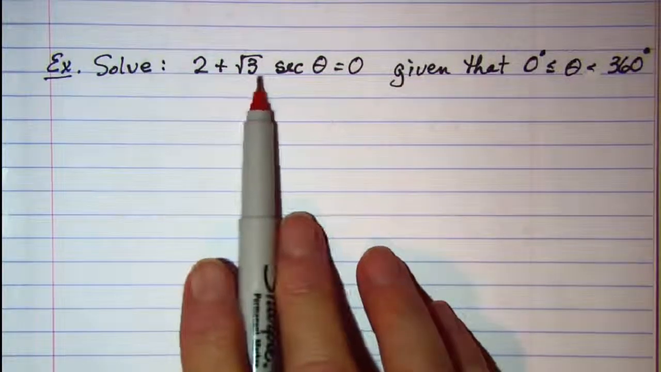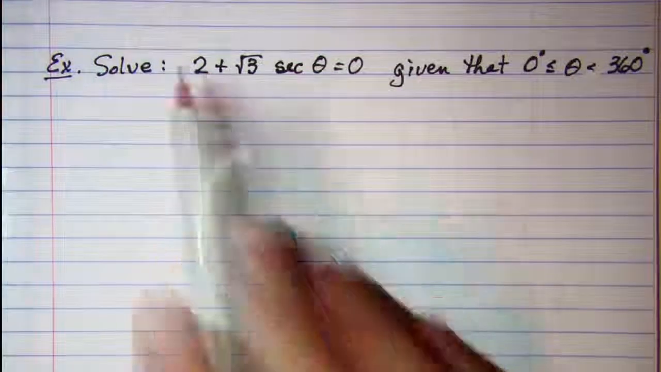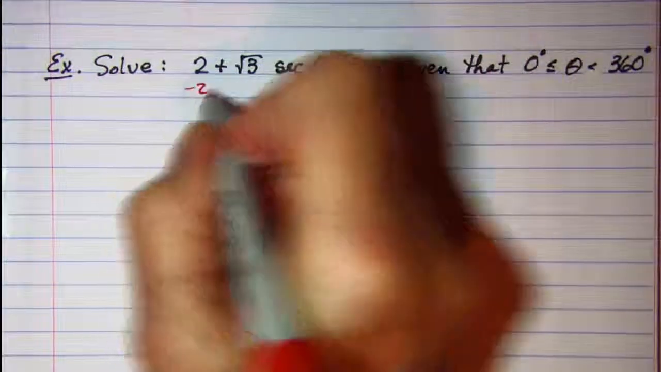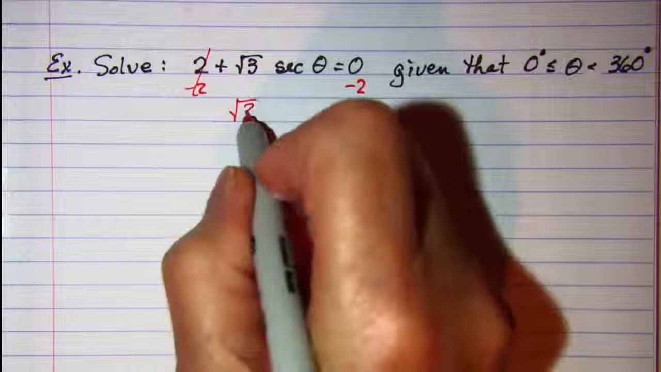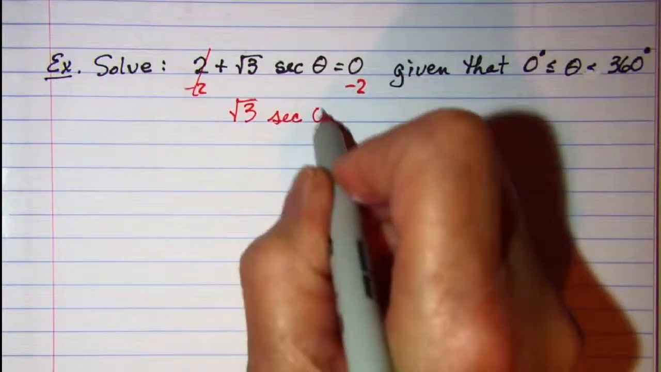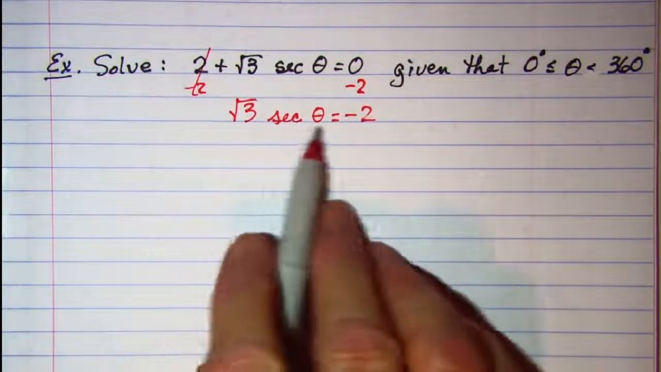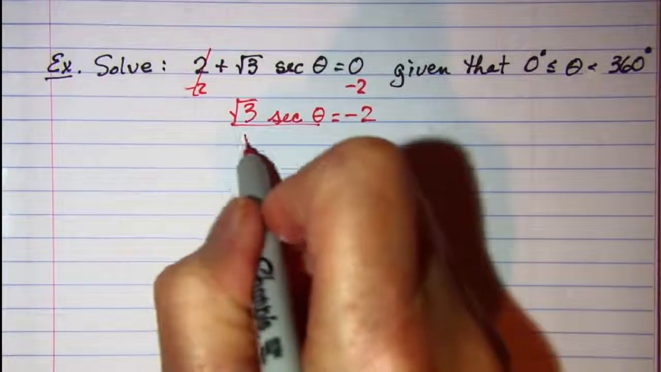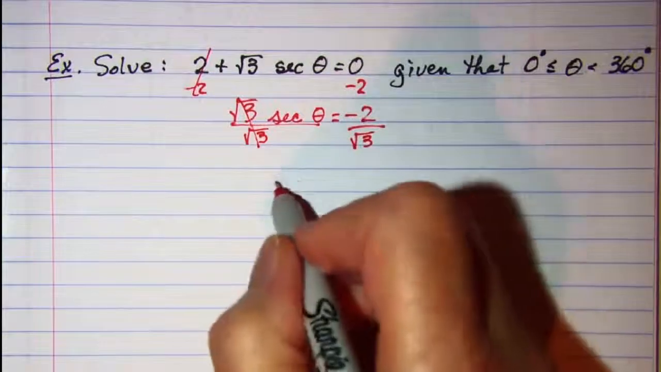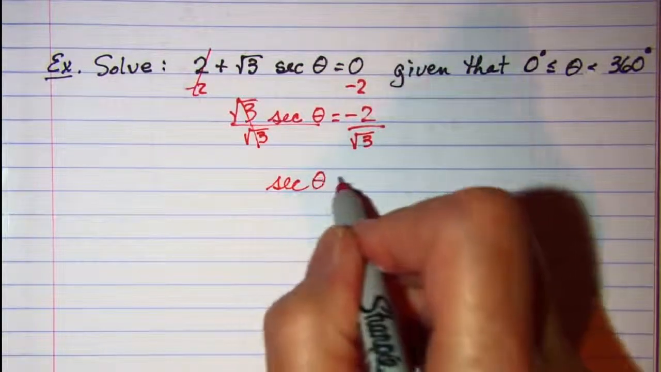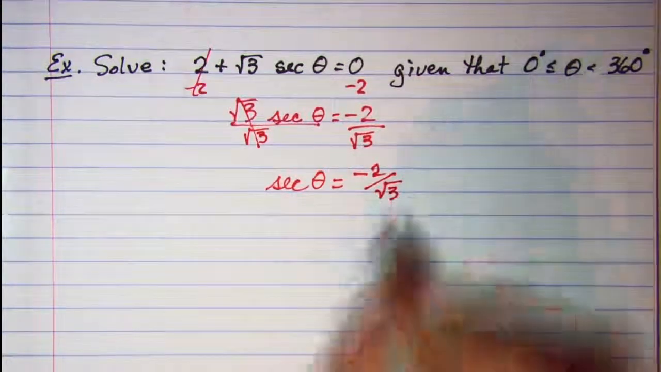So in this one, we want to isolate our secant theta, so let's subtract the 2 from both sides, and this will cancel, and I have root 3 times the secant theta equals a negative 2. Then I can divide both sides by square root of 3. And I get secant theta is equal to a negative 2 over square root of 3.